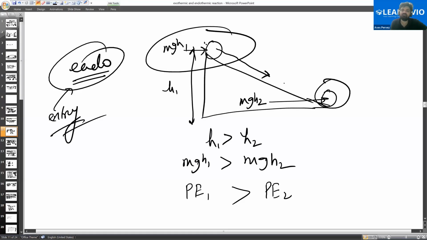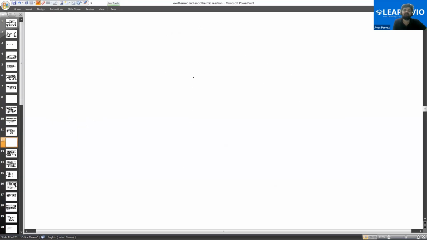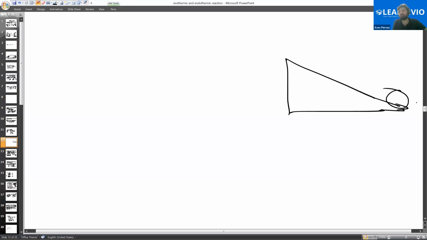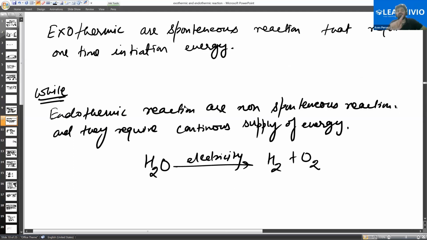Same, if the ball is kept at this end, if you want to move it back, you have to supply the energy. Endothermic reaction condition is like this. Like the ball is kept here, you need to keep moving it upward, you have to keep continuously supplying energy. If you stop, either the ball will stop there or will come backward. The same happens here: endothermic reactions are non-spontaneous. They do not keep on going. They require continuous supply of energy. Note it down.